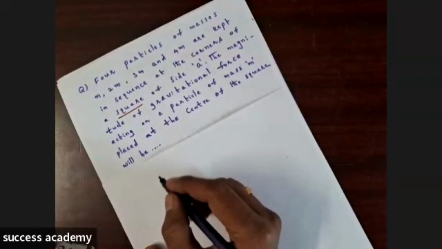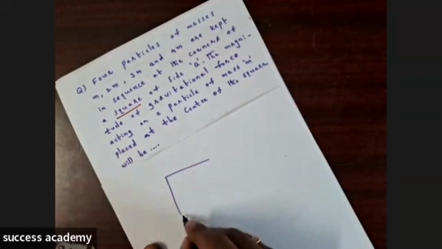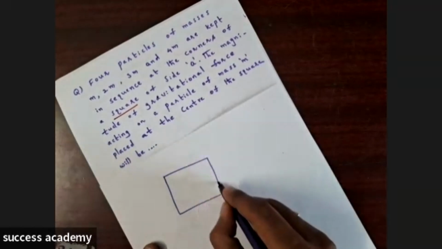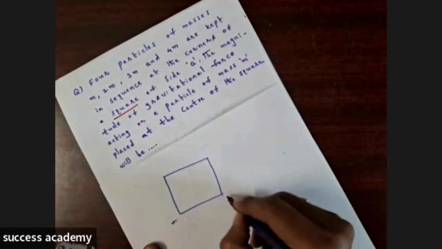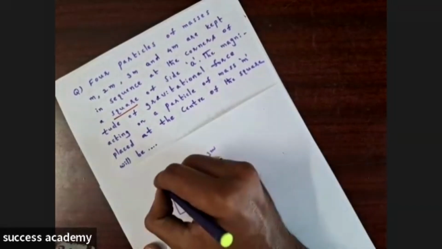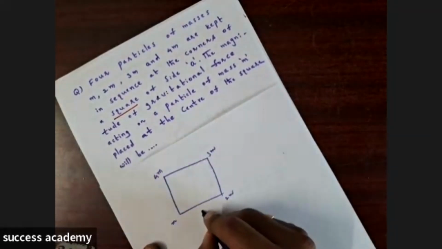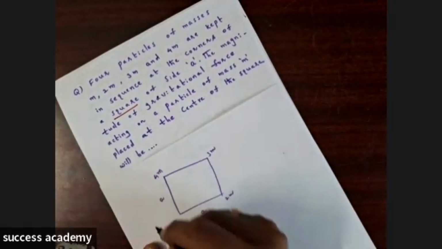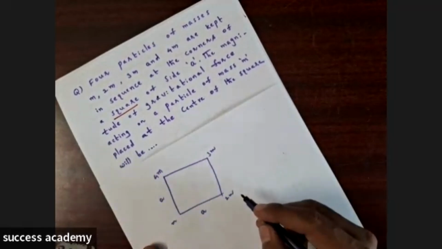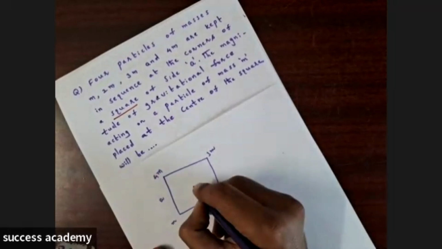Masses kept in sequence at the corner of a square. So now I am taking the square like this. M, 2m, 3m, 4m. Side is a. Now, the magnitude of the gravitational force acting on a particle of mass m placed at the center of the square will be, and here the center is present.